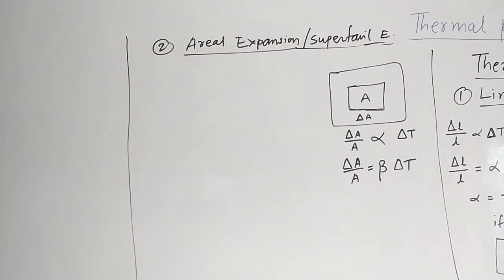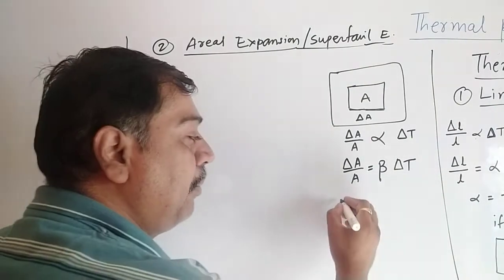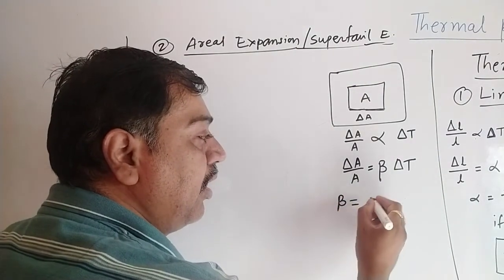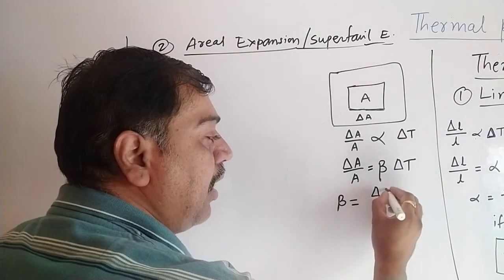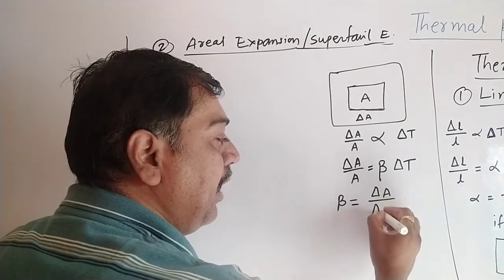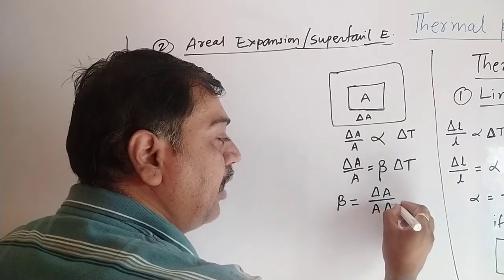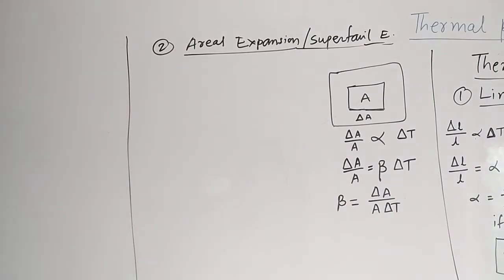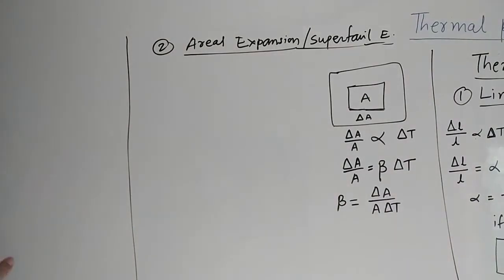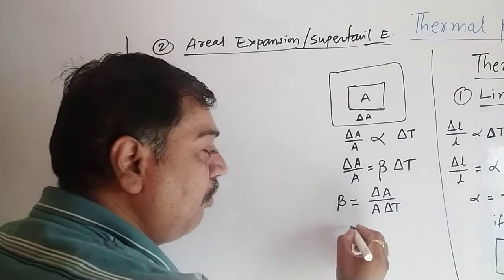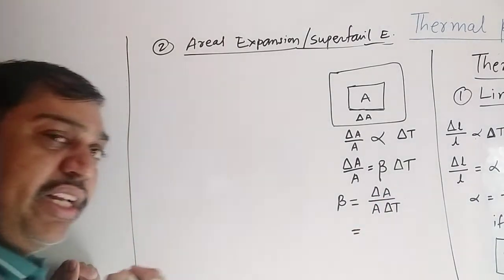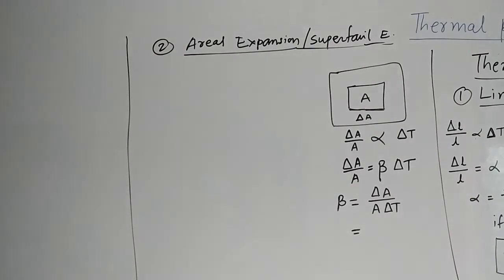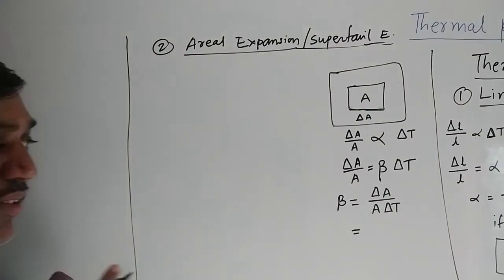Again, to find the value of beta, we can write beta equal to delta A divided by A into delta T. Same thing we have written for length, same thing we have written for change in area. Now here delta A means change in area, final area minus initial area. So what is this?